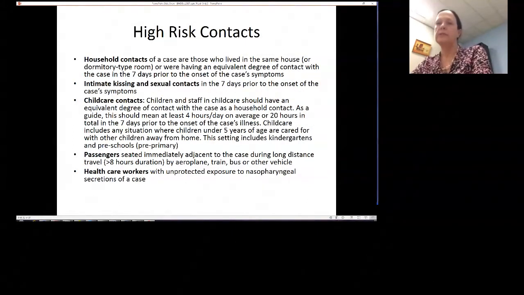Then passengers in long-distance travel, so at least 8 hours or greater by any form, if it's a passenger seated immediately adjacent to the case who then goes on to develop invasive meningococcal disease within 7 days. And then healthcare workers, but only if they have unprotected exposure to the nasopharyngeal secretions of the case. So this is if they have intubated the case without wearing a mask, or there's been a vomiting incident, something like that. That's when healthcare workers are considered high-risk contacts. And we do try very hard to carefully delineate which healthcare workers have had higher exposure. So hopefully most cases of invasive meningococcal disease will be managed without any high-risk exposure of healthcare workers if appropriate PPE is being used when the case is presented.